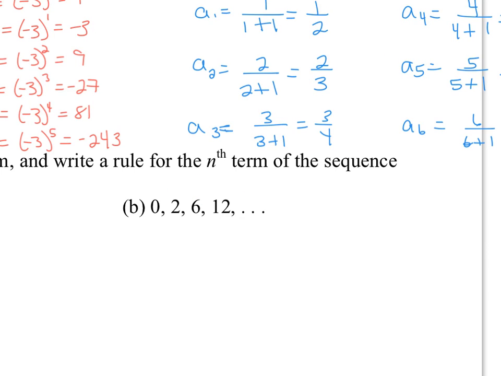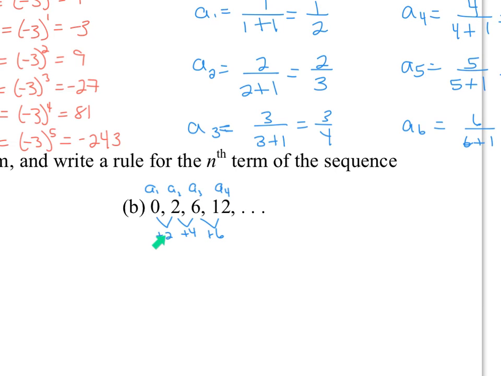For this next problem, I'm going to go ahead and list out my terms. So a sub 1 is 0, a sub 2 is 2, the third term, a sub 3, is 6, a sub 4 is 12. The pattern that I notice is that between 0 and 2, I'm adding 2. Between 2 and 6, I'm adding 4. Between 6 and 12, I'm adding 6. So I notice that I'm adding 2 more to get to the next term.